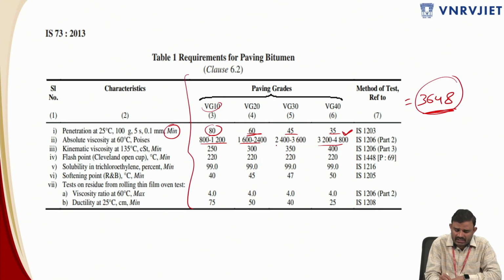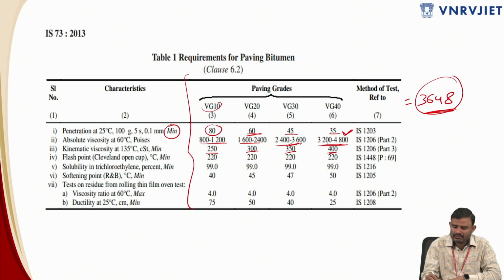Here you can see there is an overlapping. It will be 2400 to 3600, and this has come below the upper bound of the VG30. So there is an overlapping in terms of the absolute viscosity. You have to make a note of that, but that can be rectified through the kinematic viscosity. Kinematic viscosity is minimum 250 for VG10 and 300 for VG20, minimum 350 for VG30, and 400 for VG40.